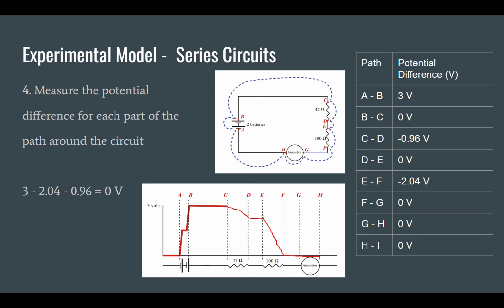Next, I measured the potential difference for each part of the path around the circuit in the diagram shown on the right. And the values of those different paths are shown on the right side of the screen, but the important thing to note is that it ended up equaling 0 volts, which is what we would have expected based off of Kirchhoff's loop rule. And I've also included a graph to show how this potential difference was mapped over time as well.